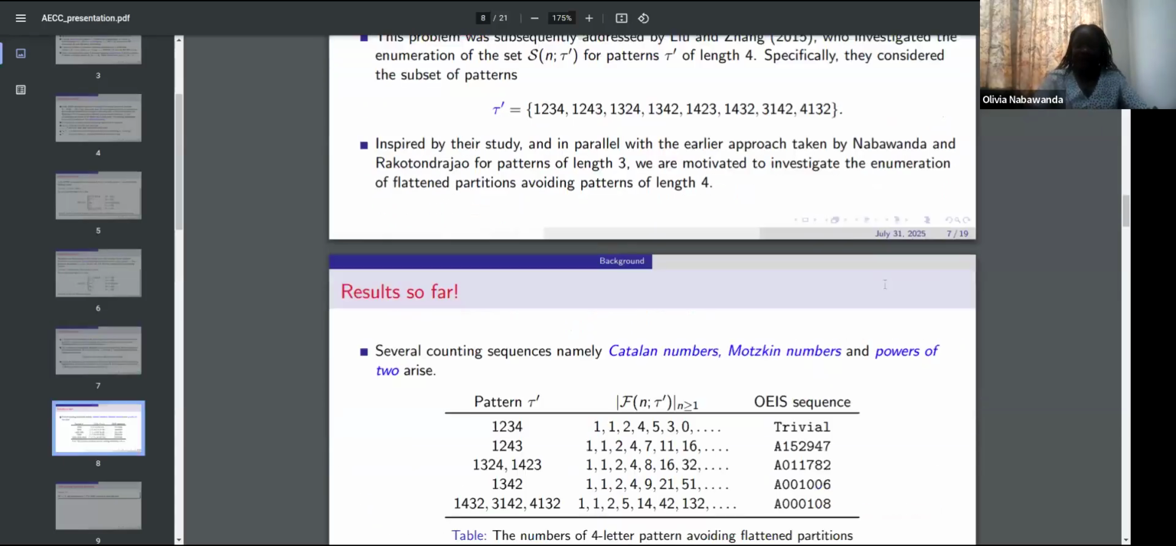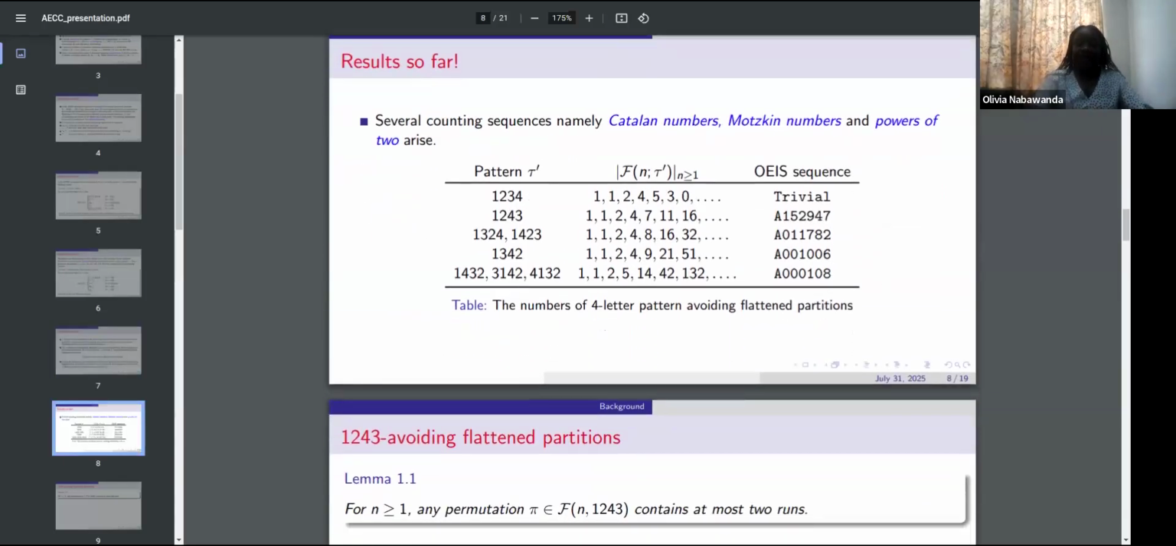And these were the sequences that we were able to obtain. So for pattern 1, 2, 3, 4, we still had a trivial sequence 1, 1, 2, 4, 5, 3, 0. And then the rest of the terms here are zeros. Then for pattern 1, 2, 4, 3, we had this sequence, which on the OEIS is this sequence here.